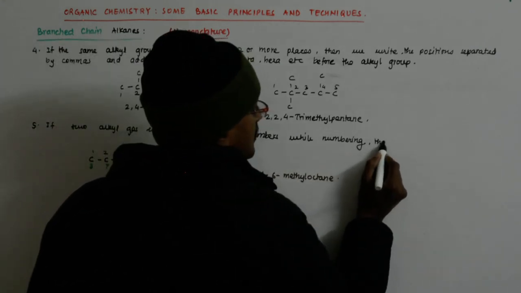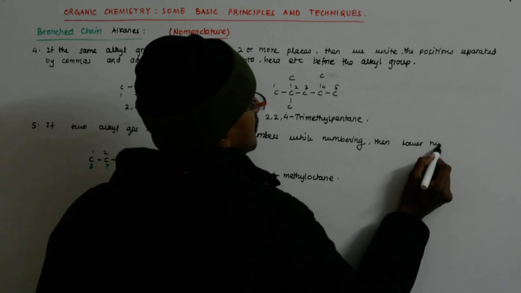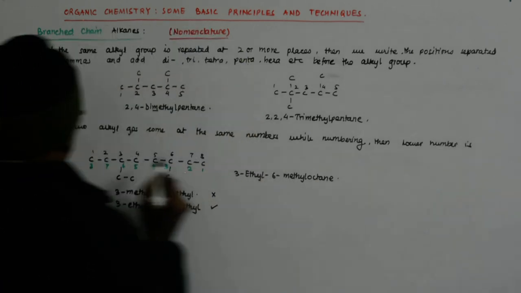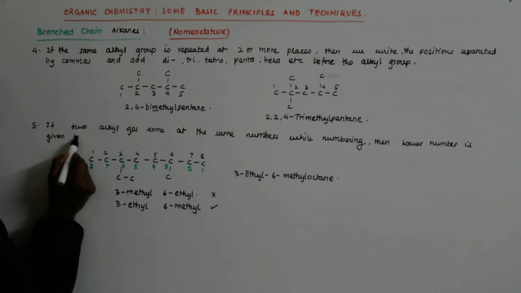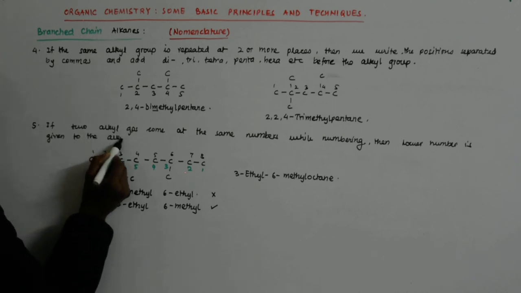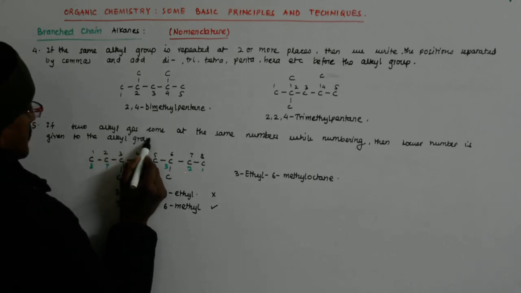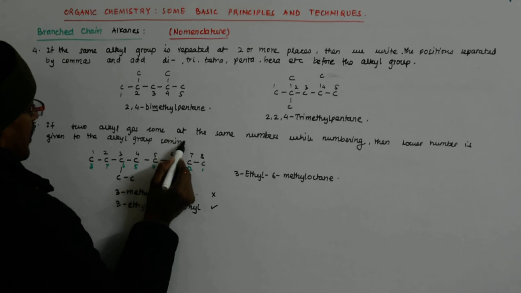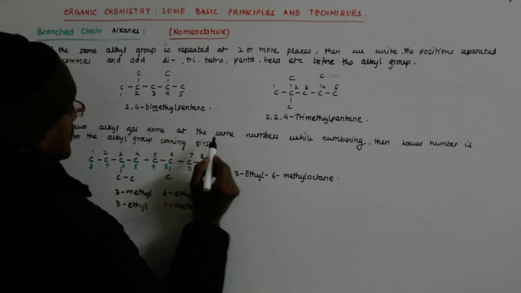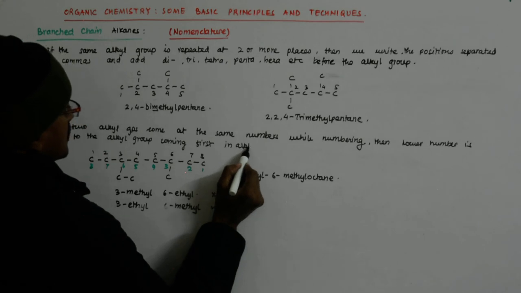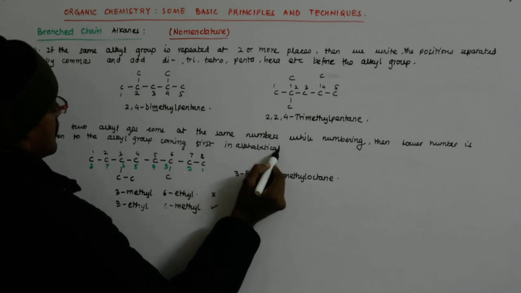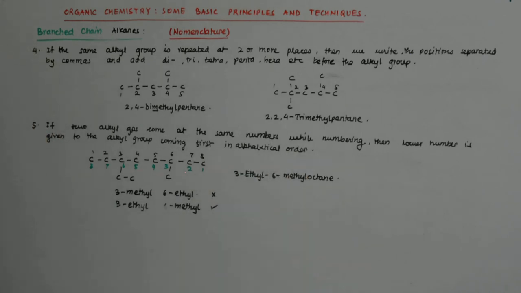Then lower number is given to the alkyl group coming first in alphabetical order. Right? Okay. Fine.